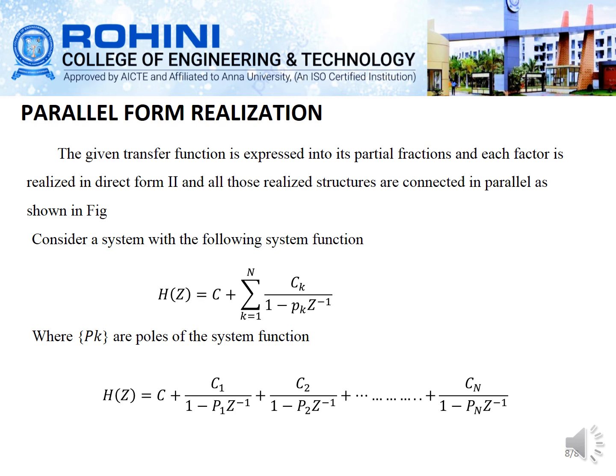And here let us consider the following system function, that is, H of z equal to c plus summation k equal to 1 to N c_k by 1 minus p_k into z to the power minus 1, where p_k are the poles and c_k are the coefficients. Here we apply different values for k, and finally we get the system function H of z. And here also each system function is realized by using direct form 2, and the order of the numerator must be less than the order of the denominator.